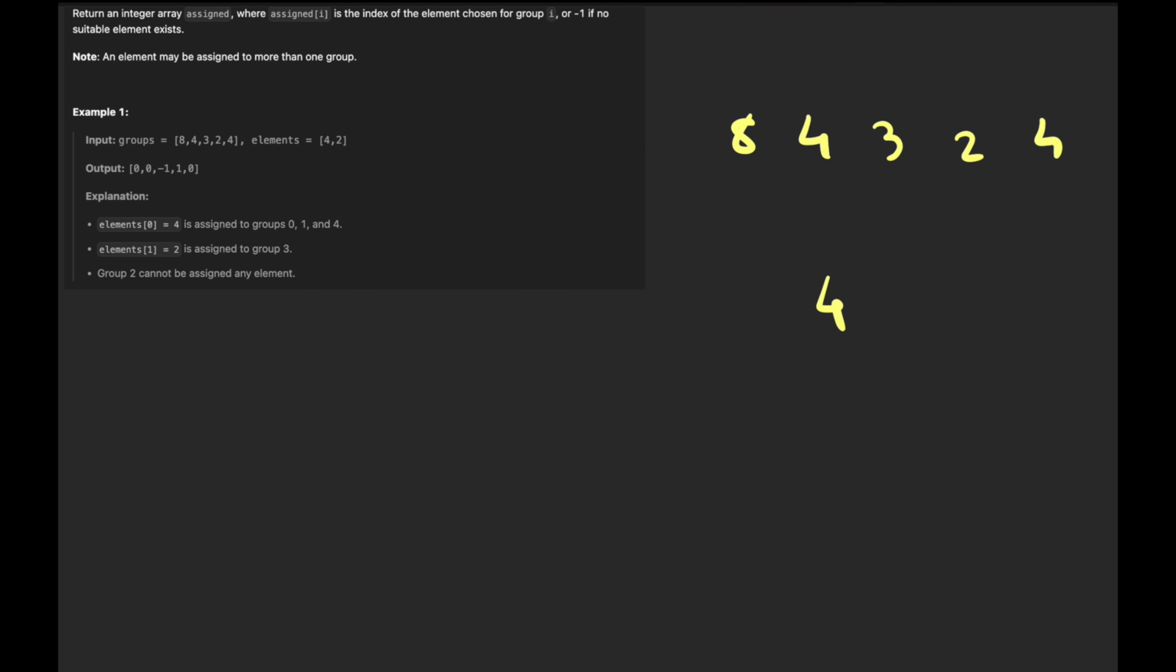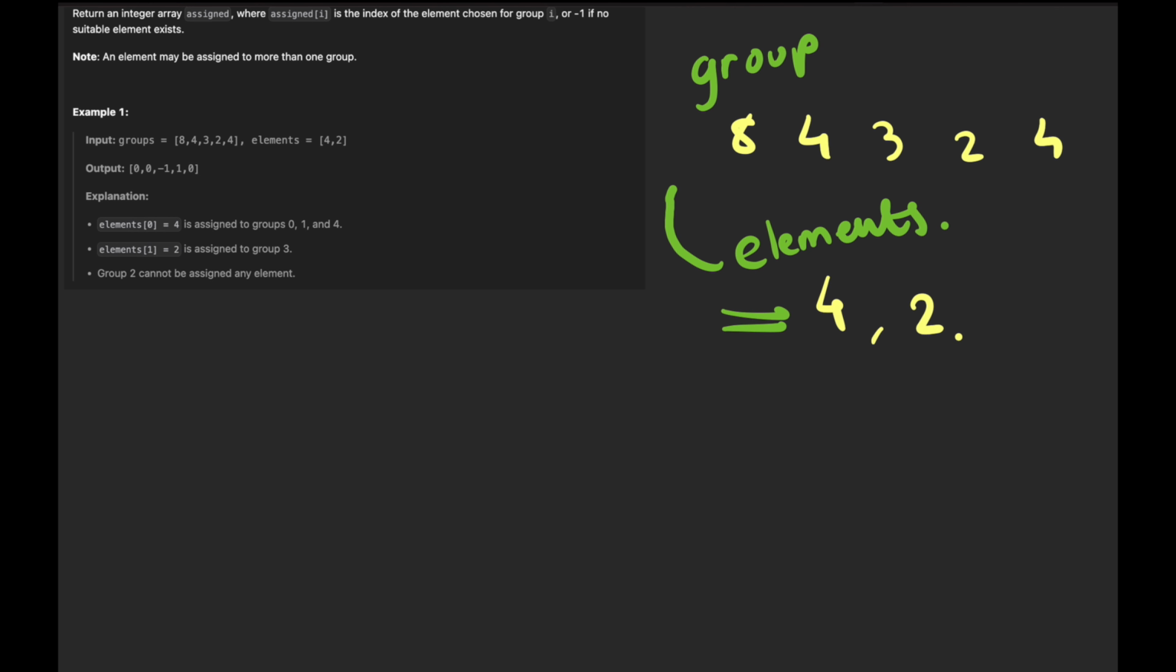An element as 4, 2. The index of the element which we are going to assign to any of the group number should be as minimum as possible if it is a divisible of that particular number. So these are our group numbers and these are our elements. Okay. So we have to assign element from this list to this group with the minimum index through which it is divisible through that particular element.